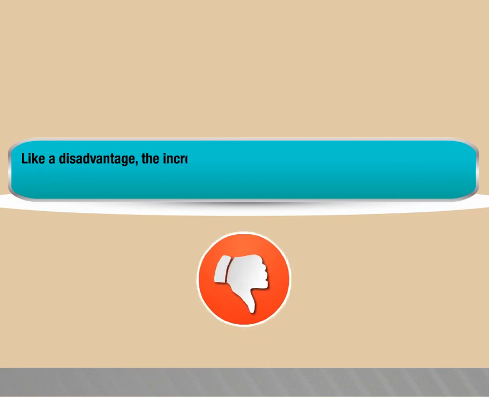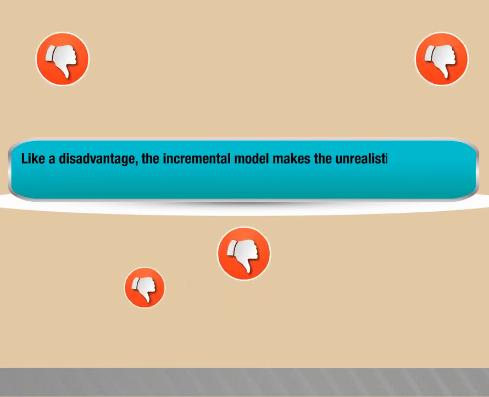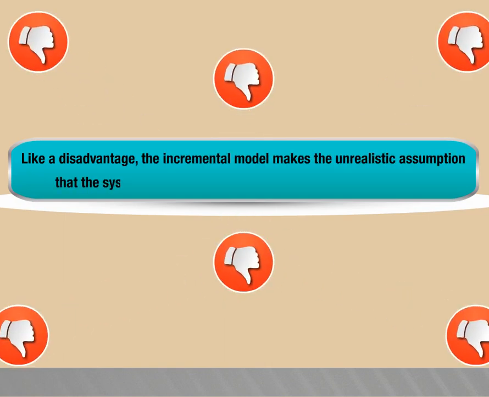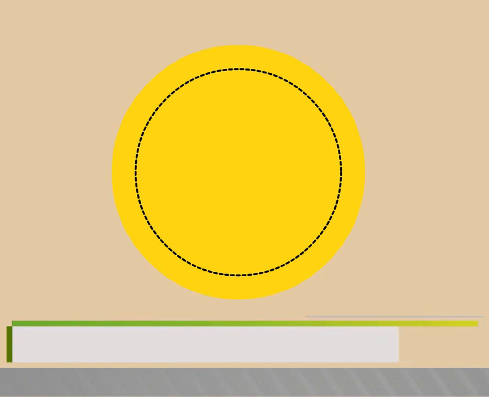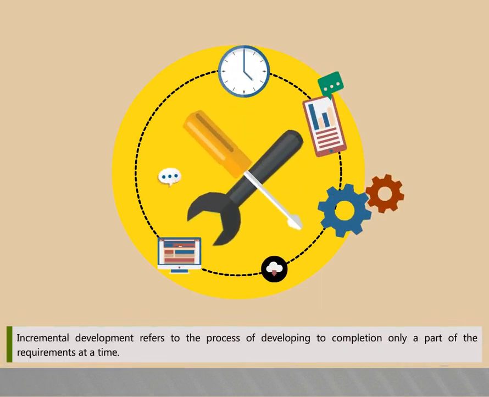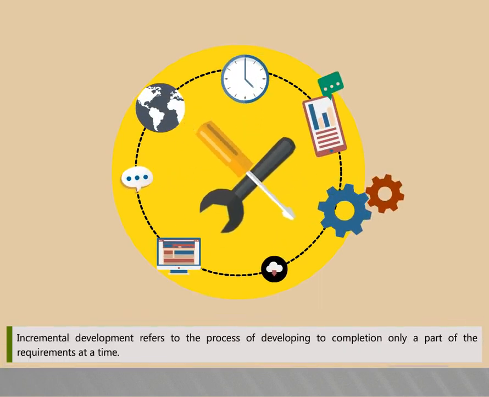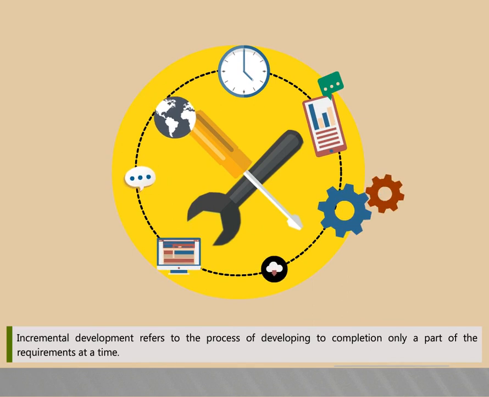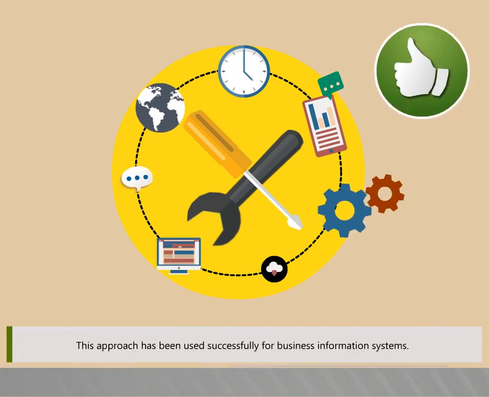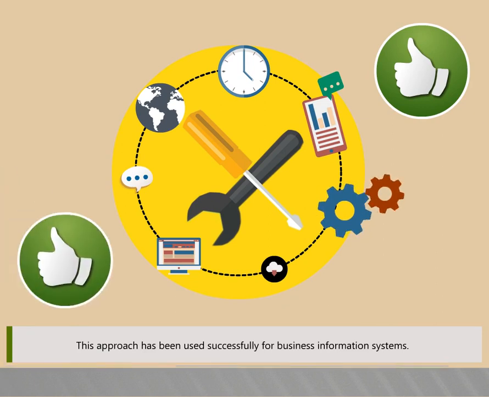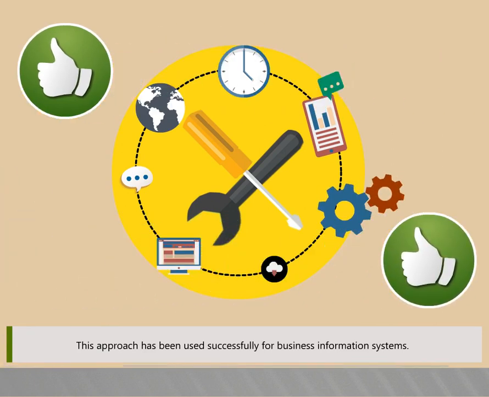As a disadvantage, the incremental model makes the unrealistic assumption that the system as well as software requirements remain stable. Incremental development refers to the process of developing to completion only a part of the requirements at a time. This approach has been used successfully for business information systems.